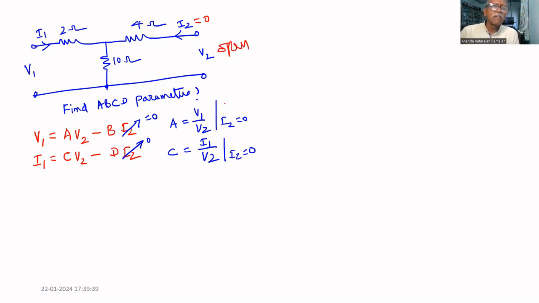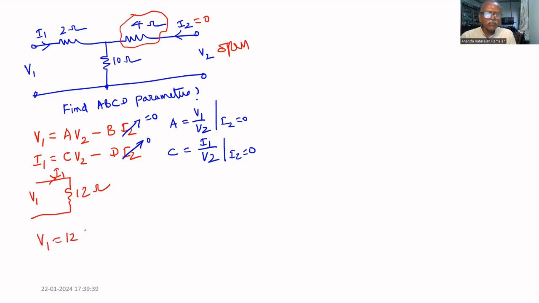Output is open. Now I2 equal to 0 means there is no drop across this 4 ohm. That's why it is virtually not in that circuit. Only this 2 and 10 ohm are in series. Therefore, for V1, this 12 ohm is the equivalent resistance. Current through this is I1. Therefore, V1 equal to 12 I1.